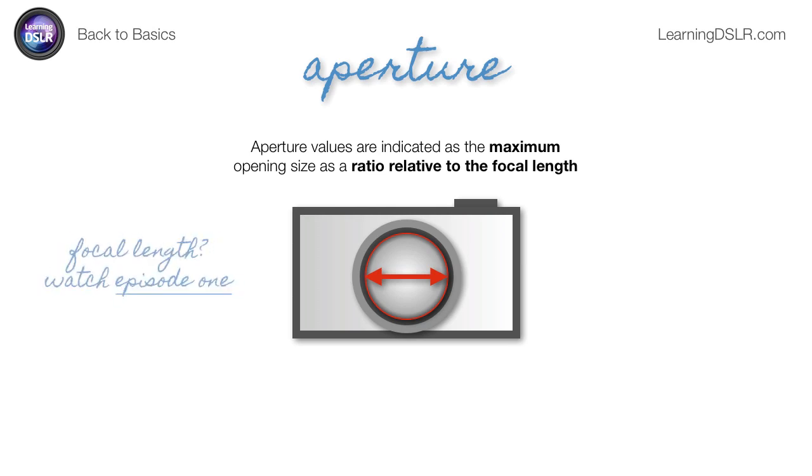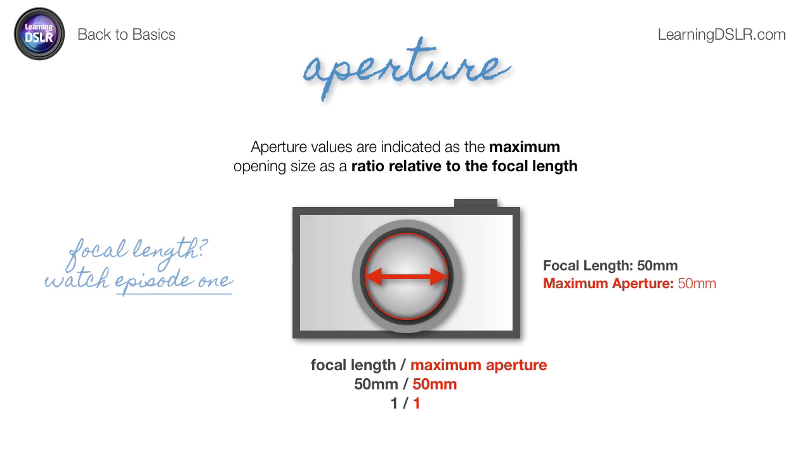And if you want to know more about focal length, again, I suggest you watch episode 1 of DSLR Back to Basics. But let's go and talk about this 50mm lens example. So we've got a 50mm focal length, and let's just say that red circle, the red diameter there, is exactly 50mm. Then the ratio is going to be 1 to 1. You've got 50 to 50. So if you reduce it, you've got 1 to 1.